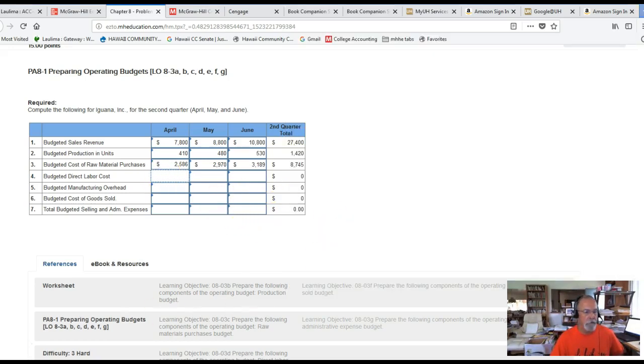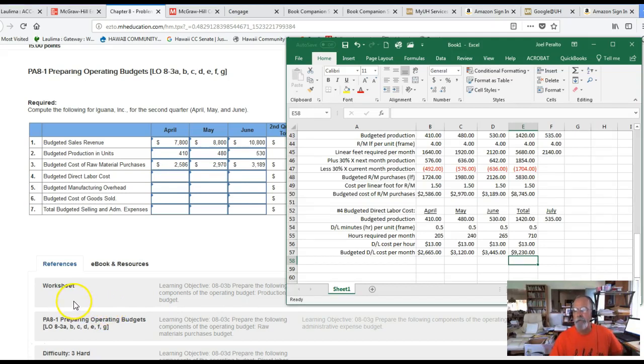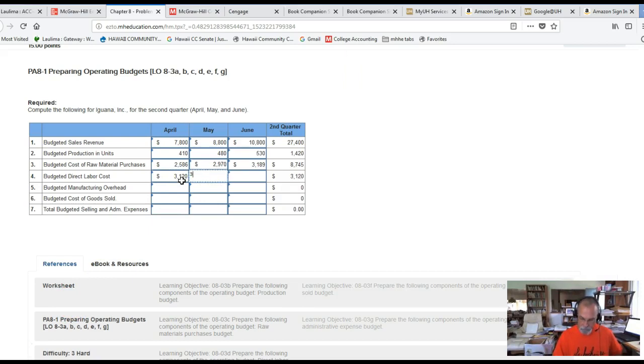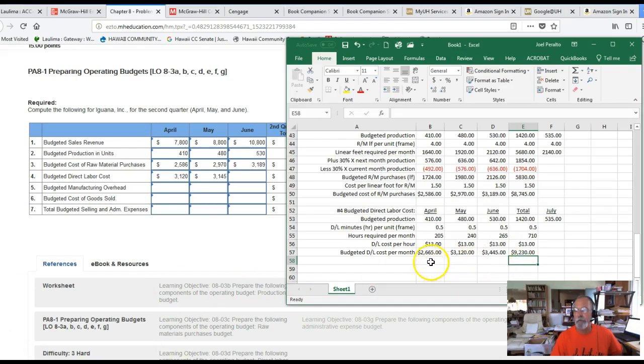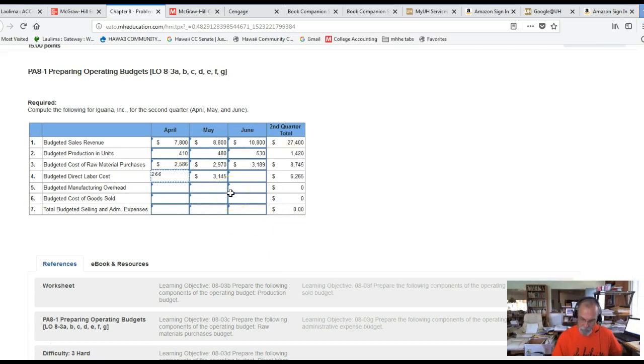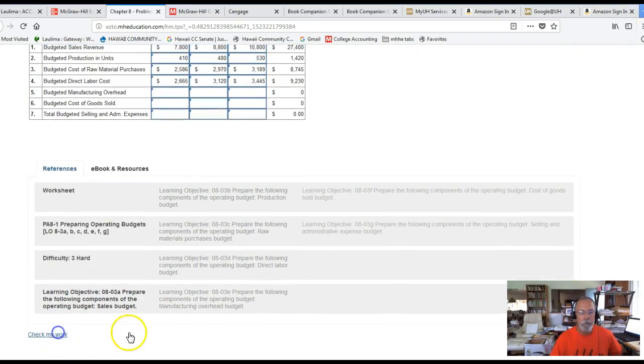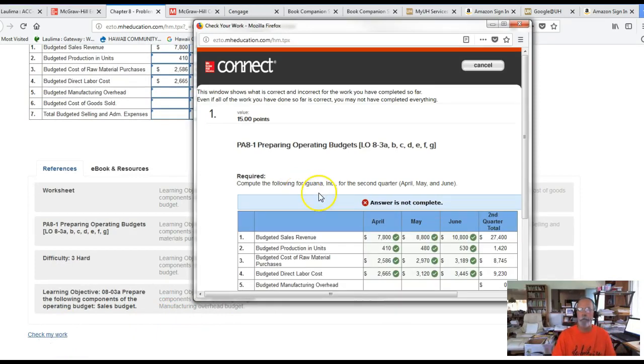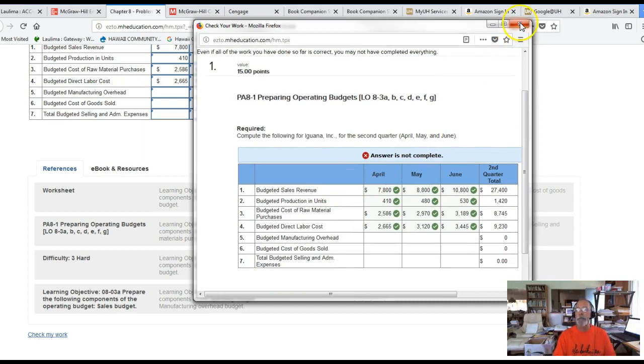Budgeted direct labor cost: 3120, 3445. Was that 3145? 3445. I'm sorry, 2665. 2665, 3120, and 3445, 9230. Okay, let's see if that's going to work on our check my work. Okay, we're okay there. That one was a whole lot easier than number 3. I can see why some of you are struggling with number 3. That calculation is pretty complicated, pretty challenging.